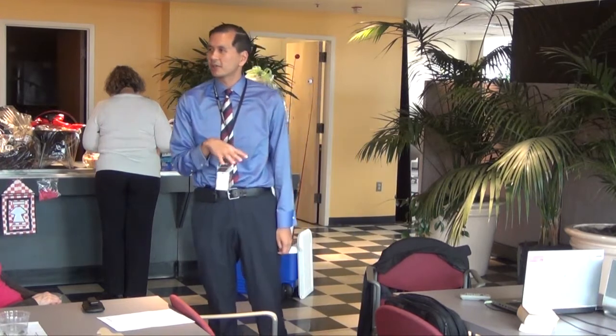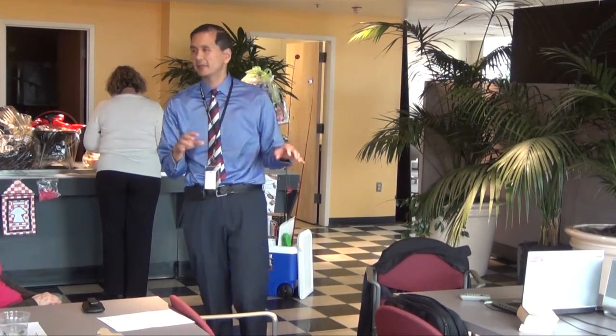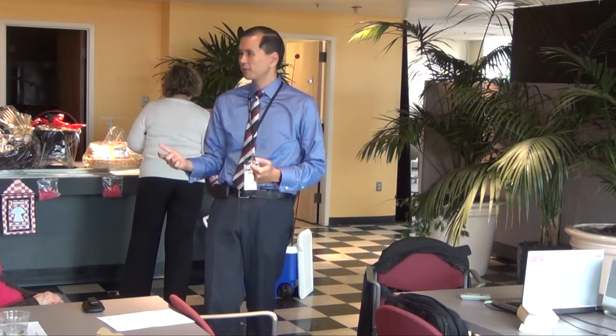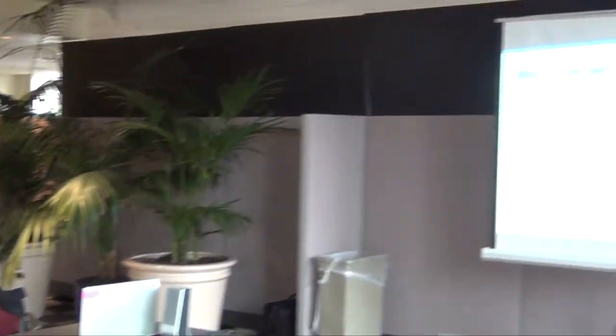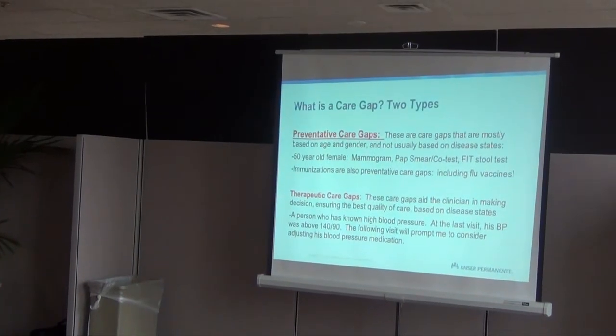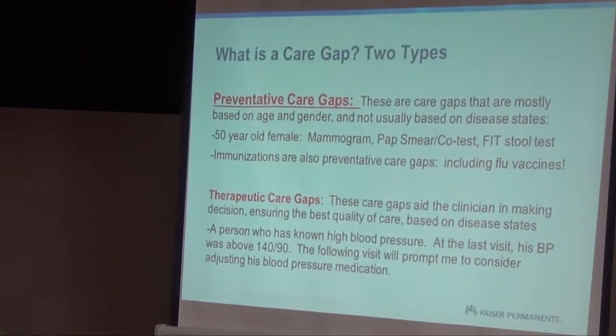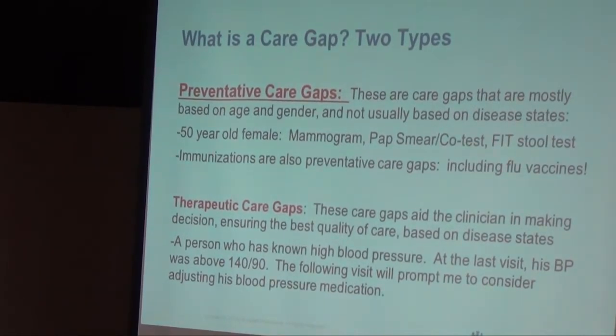The therapeutic care gaps are actually a really cool tool. The therapeutic care gaps I'm not going to go into a ton today, but those are the gaps, things that aid the clinician in making clinical decisions. So if Paula, I'm going to pick on Paula because she's in the front row here, if Paula came in to a visit with me, let's say in December of 2012, and her blood pressure was 141 over 92. At the next visit, she came to see me tomorrow, that thing might fire up and say, hey, her blood pressure at her last visit was 141 over 92, was above the 140 over 90 limit. Have you considered high blood pressure? All right, it helps prompt us to look at stuff like that. And it's a host of other things besides blood pressure. Trust me, there's a host of other things besides blood pressure. But I want to focus on preventative care gaps today.